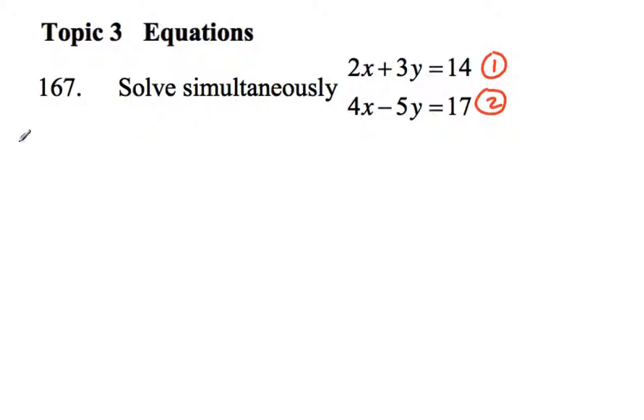So my first line of working here is going to be 2 lots of equation 1. I'm going to make a new equation out of that. If I multiply each of those terms by 2, I will get 4x plus 6y equals 28. Then I'm going to just write down equation 2 underneath it, because then I'll get the 4x and the 4x matching up in each.